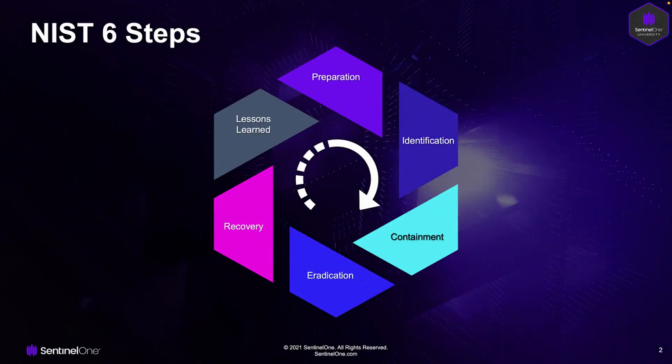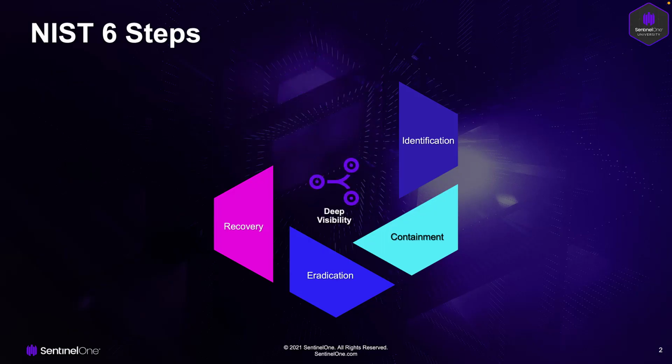Deep visibility is one of the main functions that we have in our platform. It can be seen in most of the 6 steps. Identification, containment, eradication, and recovery all use some portion of the deep visibility package. We're going to go through an overview in this presentation to give you an idea of where we can see it and what we can do. We'll go into more specifics in further presentations.